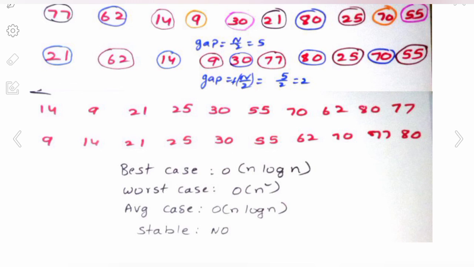Coming to the best case, average case and worst case of shell sort: the best case is big O of n log n, the worst case is big O of n square, and the average case is big O of n log n. It is not a stable algorithm. Some of the applications of shell sort are calling a stack and recursion. In the stack calling and recursion we use this shell sorting technique. So this is about the shell sorting technique.